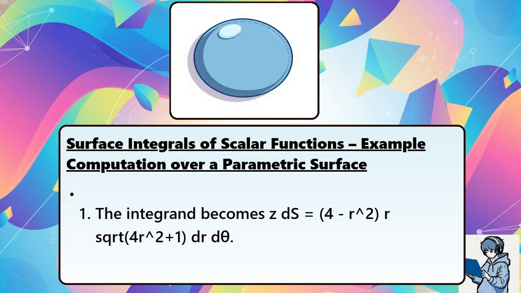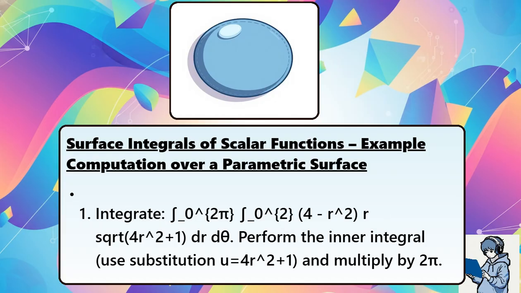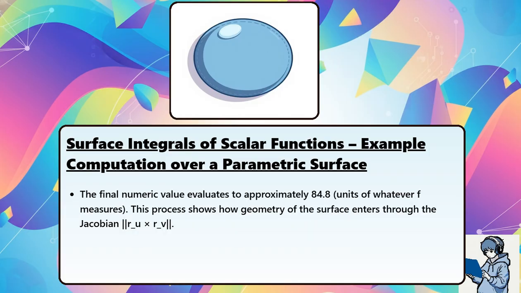Step 5. The integrand becomes z dS equals (4 minus r squared) times r times the square root of 4r squared plus 1 dr d theta. Step 6. Integrate. The double integral from theta equals 0 to 2 pi and from r equals 0 to 2 of (4 minus r squared) times r times the square root of 4r squared plus 1 dr d theta. Perform the inner integral using the substitution u equals 4r squared plus 1 and multiply by 2 pi. The final numeric value evaluates to approximately 84.8 units of whatever f measures.